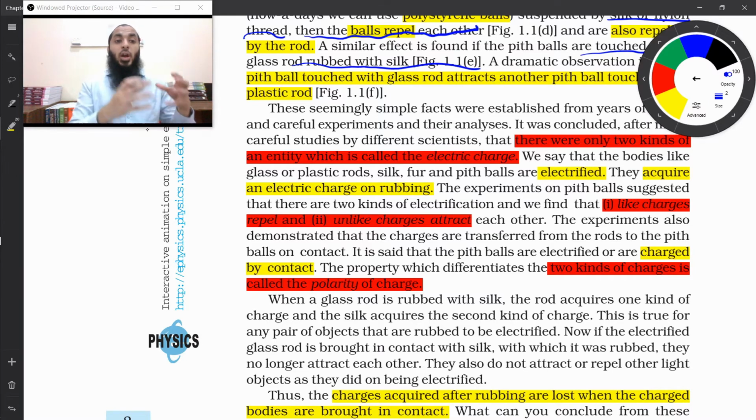So when they acquire charge, we call them electrified. We say electrification and all. So it's acquiring of charges. They acquire an electric charge on rubbing. We have already seen this in 2 videos.